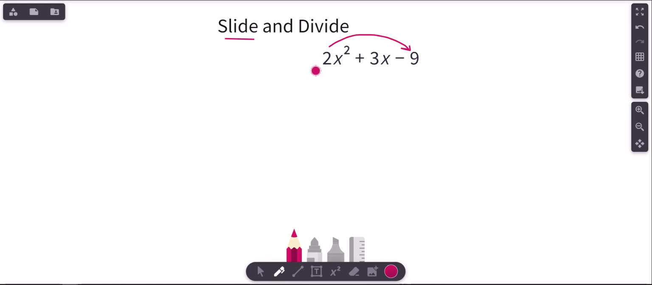Our final method is sliding. I'm just going to cut it. Go back.